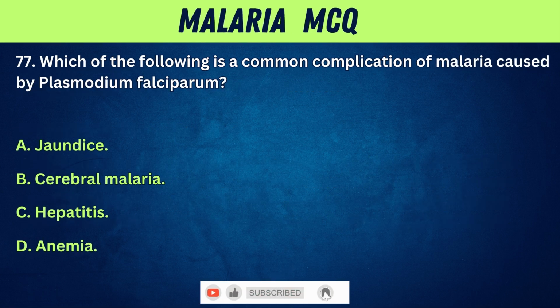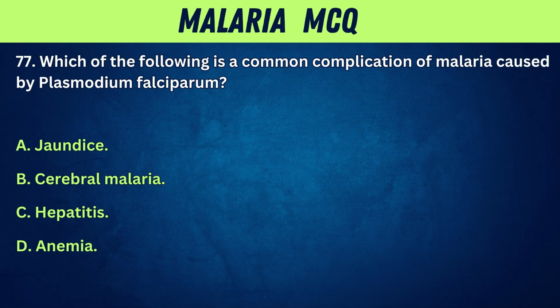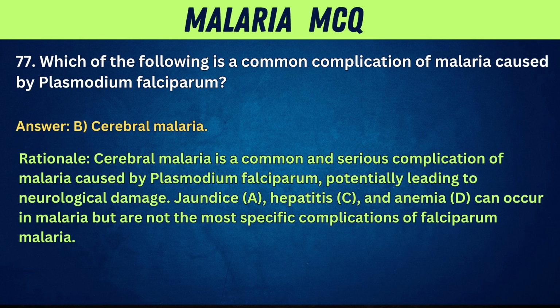77. Which of the following is a common complication of malaria caused by Plasmodium falciparum? A. Jaundice. B. Cerebral malaria. C. Hepatitis. D. Anemia. Answer: B. Cerebral malaria. Rationale: cerebral malaria is a common and serious complication of malaria caused by Plasmodium falciparum, potentially leading to neurological damage.